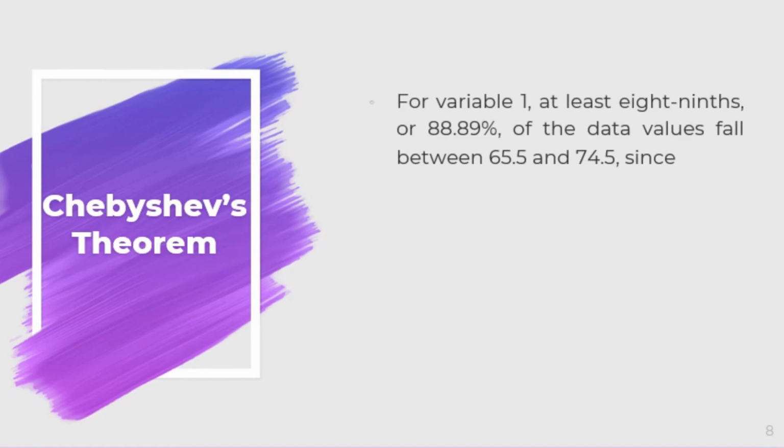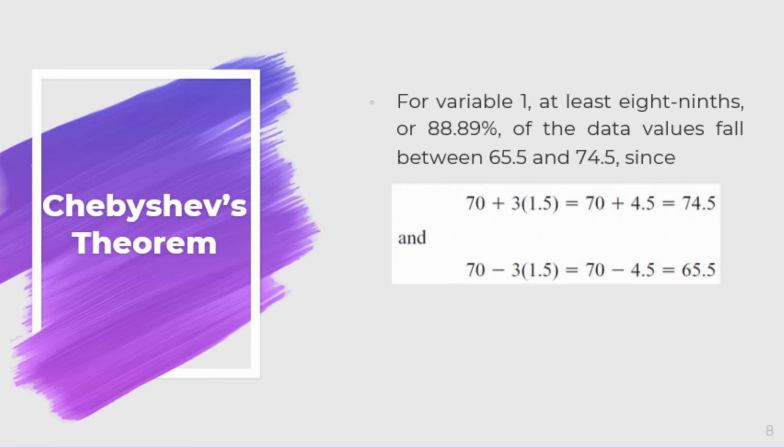For variable 1, at least 89 or 88.89% of the data values fall between 65.5 and 74.5, since 70 plus 3 multiplied by 1.5 is equal to 70 plus 4.5 is equal to 74.5, and 70 minus 3 multiplied by 1.5 is equal to 70 minus 4.5 is equal to 65.5.